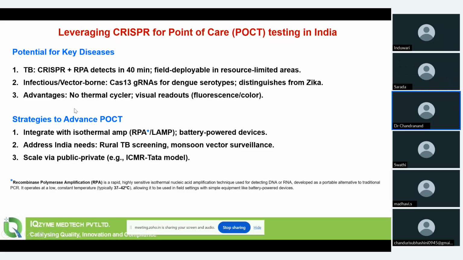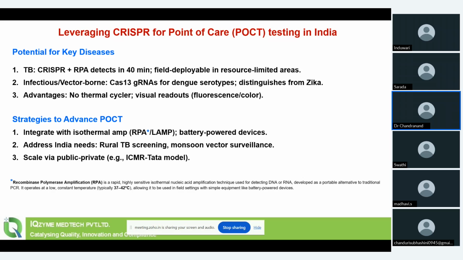Now the advantage is we don't require a thermal cycler. We just need a visual readout based on fluorescence or color. We are giving gradations here. Now, strategies to advance POCT, as I told you: integrate with isothermal amplification, which is RPA or LAMP, and you should try to use battery-powered devices.